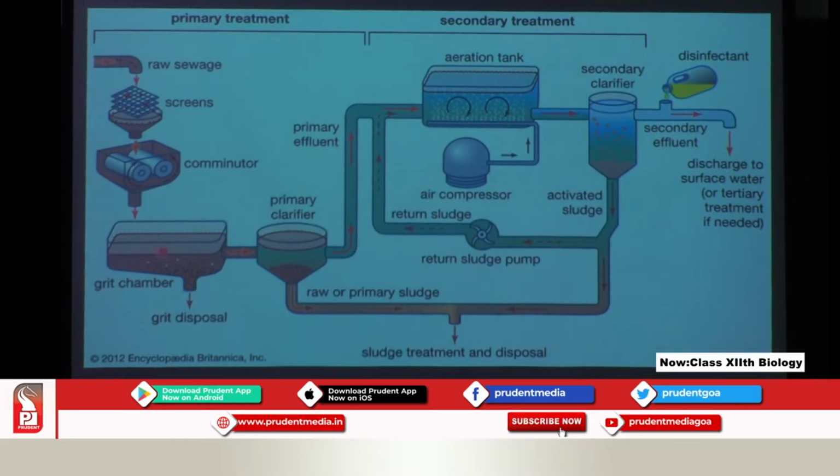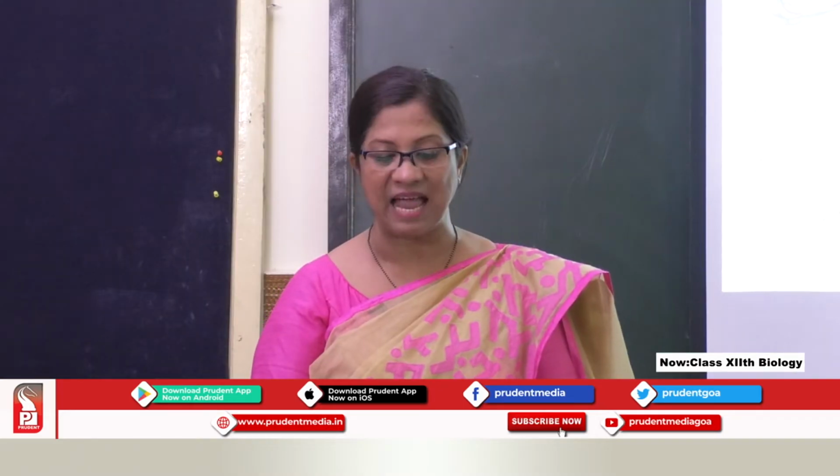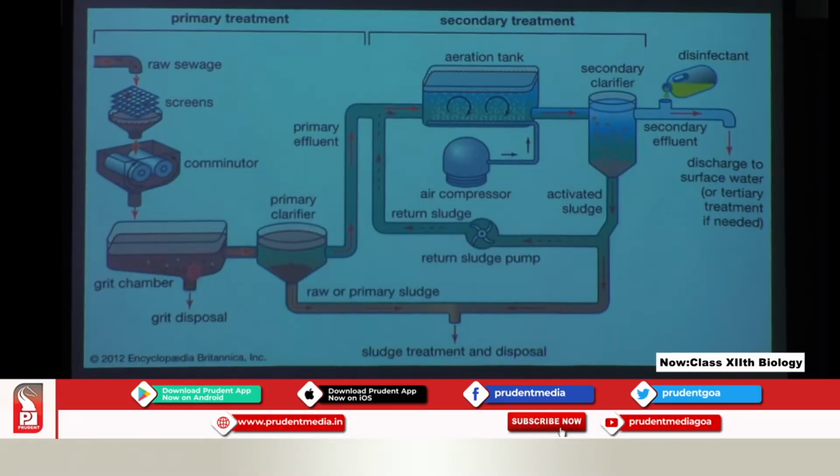Now, here, this is called a grit chamber. In the grit chamber, grit disposal is taking place. Now, what is this grit? Grit is the small pebbles and soil and so on, which is not floating.